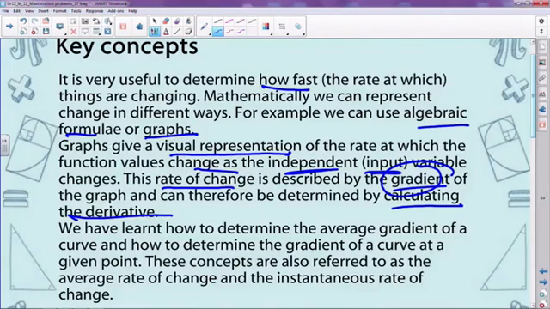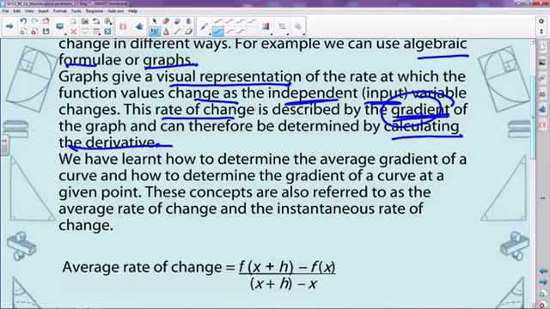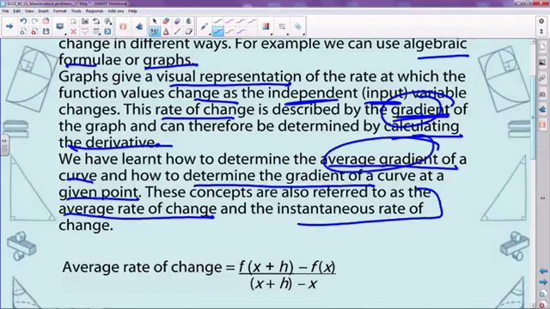Now you can think about why that works. Remember, when we try to find the gradient of the graph, we know that that's equal to the derivative of the graph as well. We have learned how to determine the average gradient of a curve, and remember, your average gradient is really looking at the change between 2 points. We've also learned how to determine the gradient of a curve at a given point in time. So that's your instantaneous rate that we were talking about. These concepts are referred to as your average rate of change when we're looking at the average gradient, and the instantaneous rate of change when we're looking at the gradient at a given point.